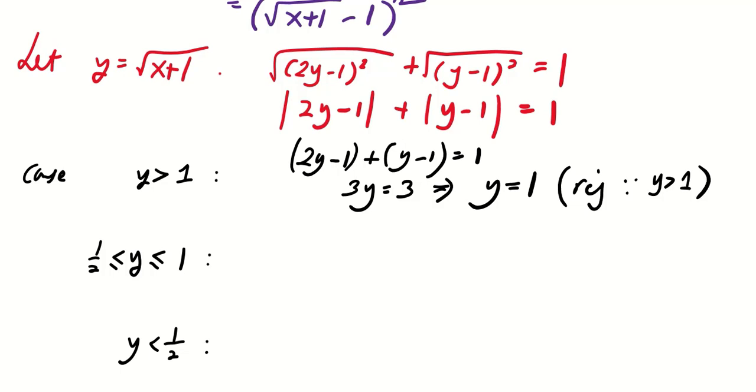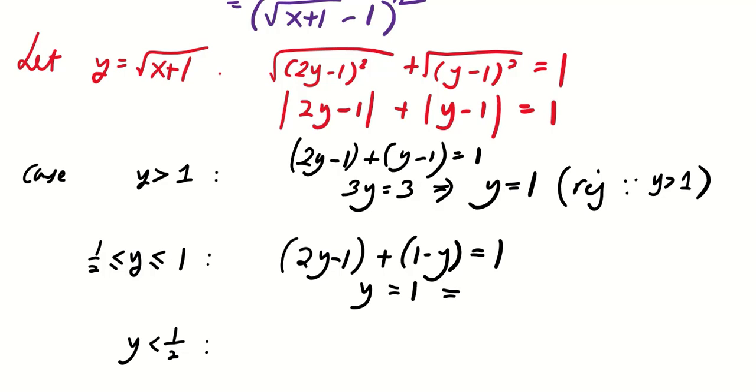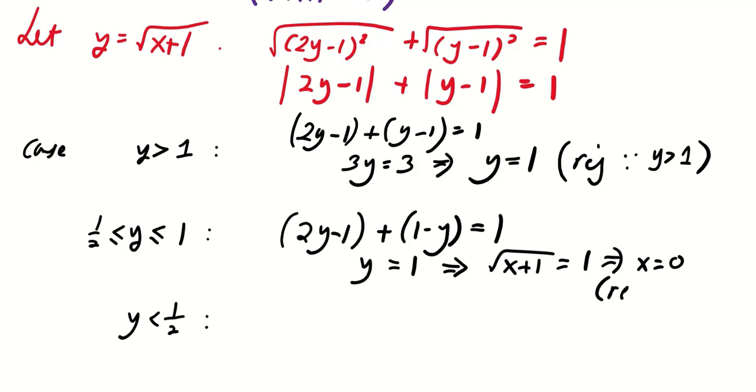And for the second case, y in between half and 1, 2y minus 1 plus 1 minus y equals 1. And this means that y equals 1. And in this case, we can accept it because y is in between half and 1. And therefore, square root of x plus 1 equals 1 and x equals 0. Now we have to reject it again because our main task is to look at the value where x is not equal to 0.